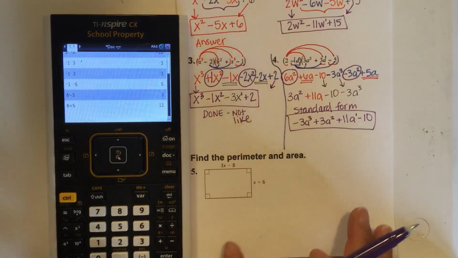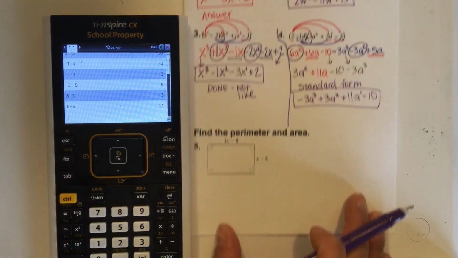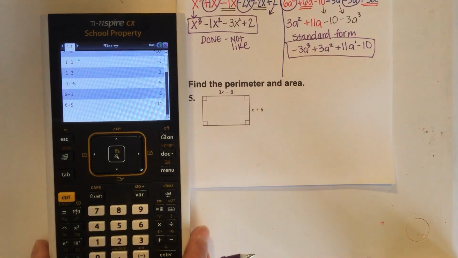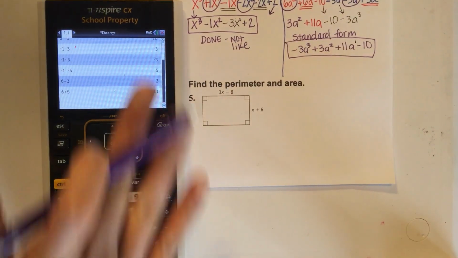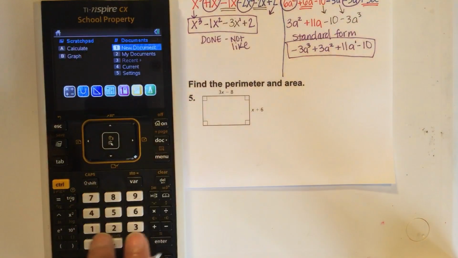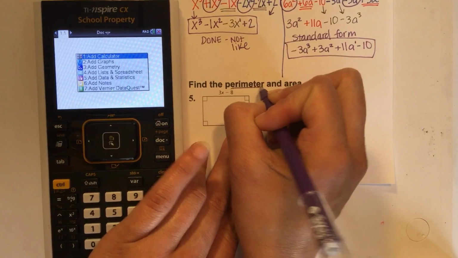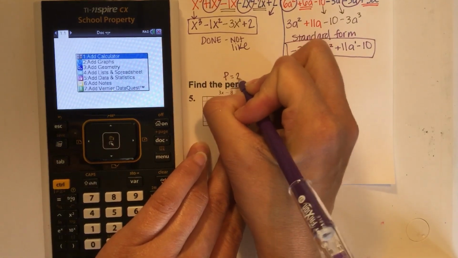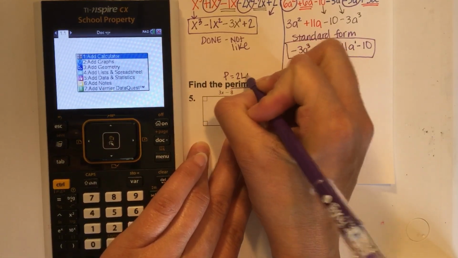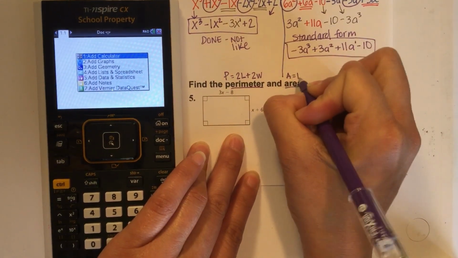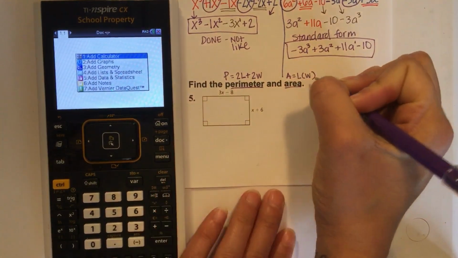Okay, last is number 5. On number 5, what we're going to do is find the perimeter and the area. So when we're finding the perimeter and the area, you have to know the rules when you're finding perimeter and when you're finding area. They're two separate. So perimeter is going to be 2 times the length plus 2 times the width. Area, you're multiplying length times width.